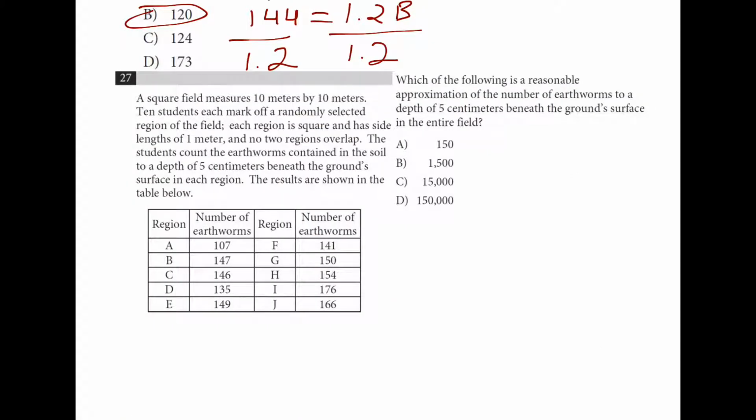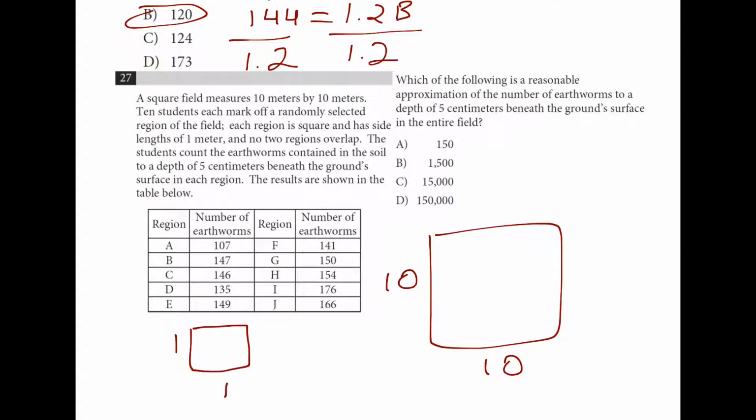27. A square field measures 10 meters by 10 meters. 10 students each mark off a randomly selected region of the field. Each region is square and has side lengths of 1 meter, and no two regions overlap. The students count the earthworms contained in the soil to a depth of 5 centimeters beneath the ground surface in each region. The results are shown in the table below. Which of the following is a reasonable approximation of the number of earthworms to a depth of 5 centimeters beneath the ground surface in the entire field?